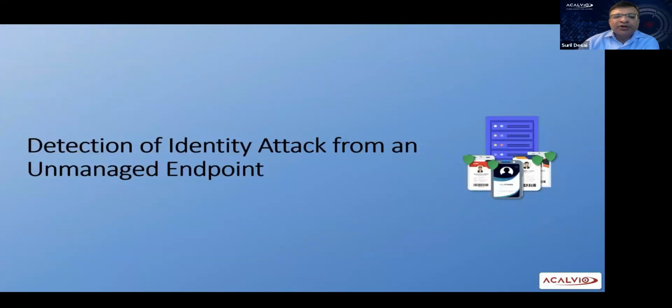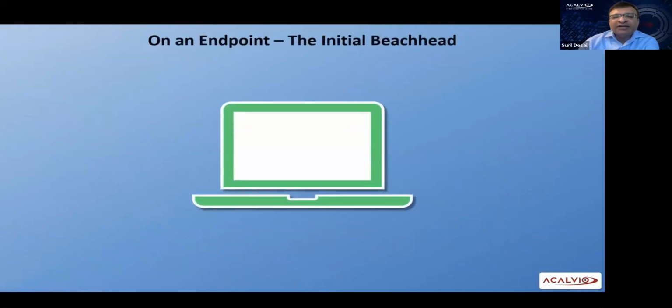Now we'll switch to a second scenario. So in this scenario, we're going to look at an unmanaged endpoint. An unmanaged endpoint is effectively something that is not running an EDR. And so the attacker can land on an unmanaged endpoint as well. We'll consider that case. So the attacker lands on an unmanaged endpoint.